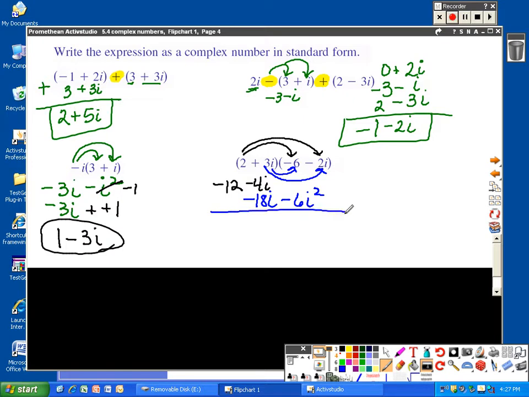So I have negative 12 minus 22i minus 6i squared, which is replaced with a negative 1. So it is times negative 1. Well, that's a negative 12 minus 22i. Negative 6 times negative 1 is positive 6. Negative 12 plus 6 is negative 6, so it is negative 6 minus 22i.